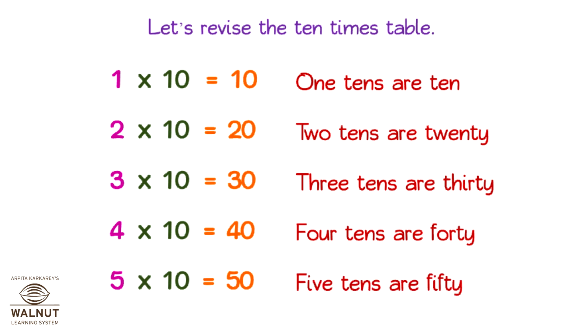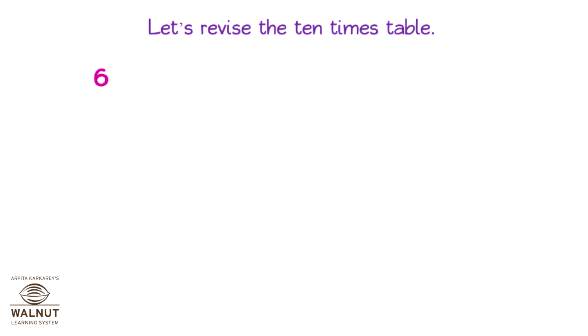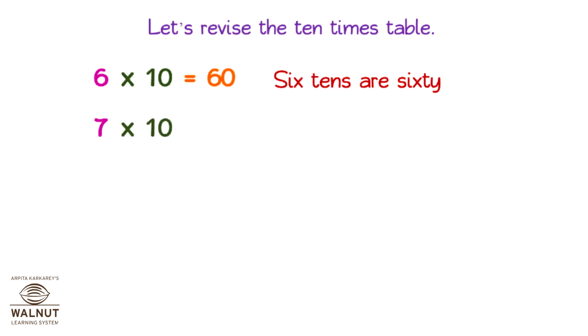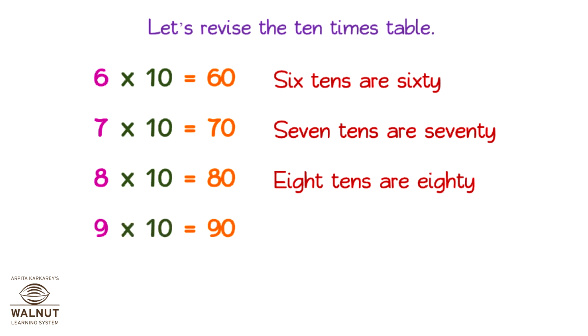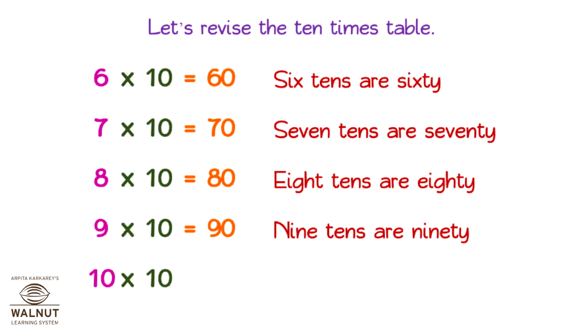5 tens are 50. 6 multiplied by 10 is equal to 60. 6 tens are 60. 7 multiplied by 10 is equal to 70. 7 tens are 70. 8 multiplied by 10 is equal to 80. 8 tens are 80. 9 multiplied by 10 is equal to 90. 9 tens are 90. 10 multiplied by 10 is equal to 100. 10 tens are 100.